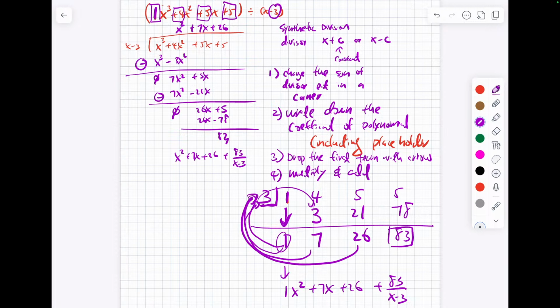So addition and multiplication. Yeah, multiply and add, sorry. You multiply first and then add. Multiply first and add, and then move it down. Then you see this starts with the third degree, so your answer is going to be 1 degree less. 2, 1, 0.